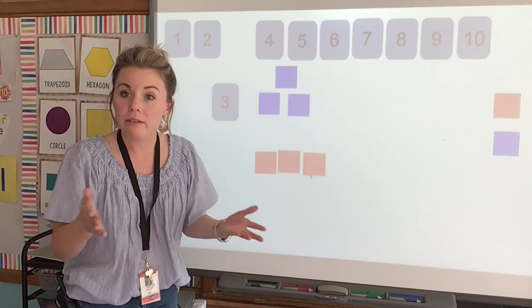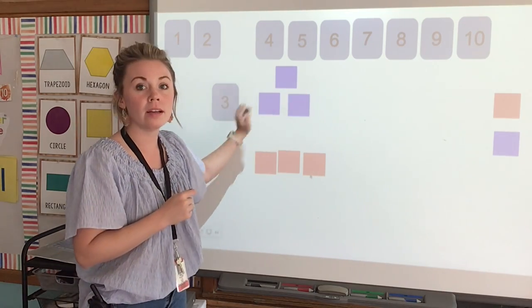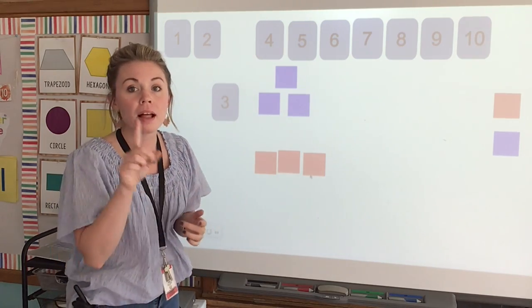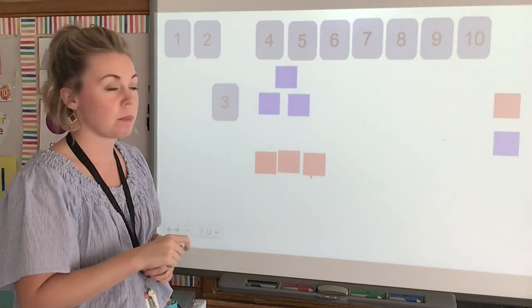Yeah, they do. You counted with me. This group has 3, and this group has 3. So there's different ways that we can show the number 3. Let's do one more example.